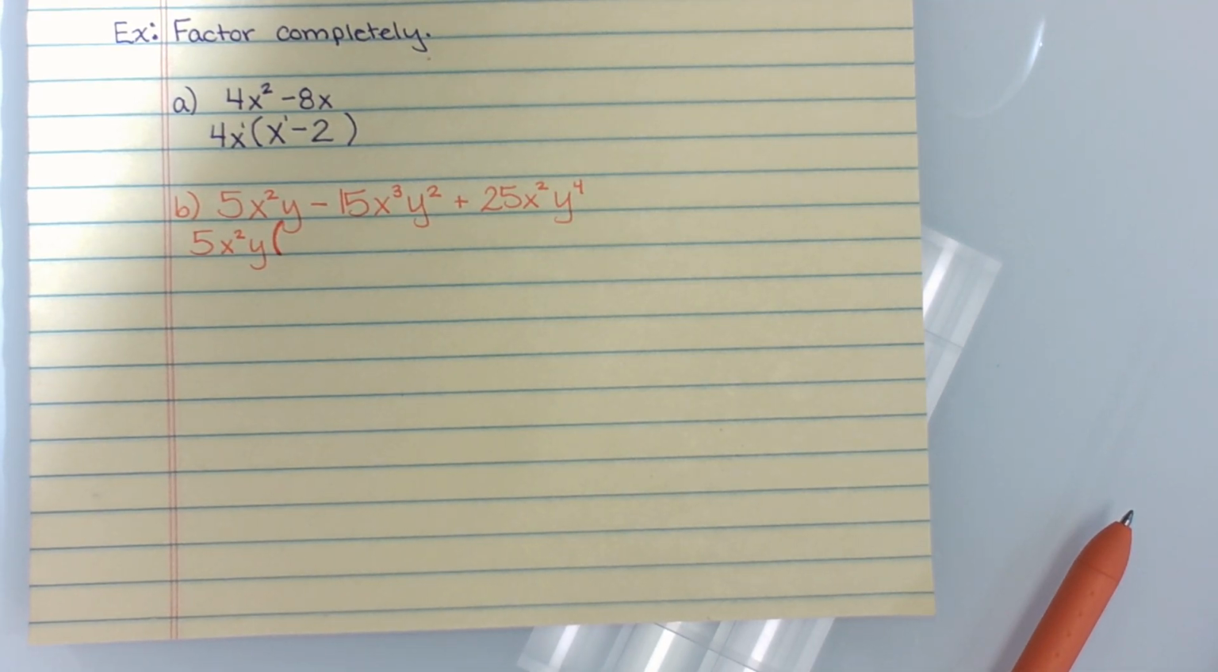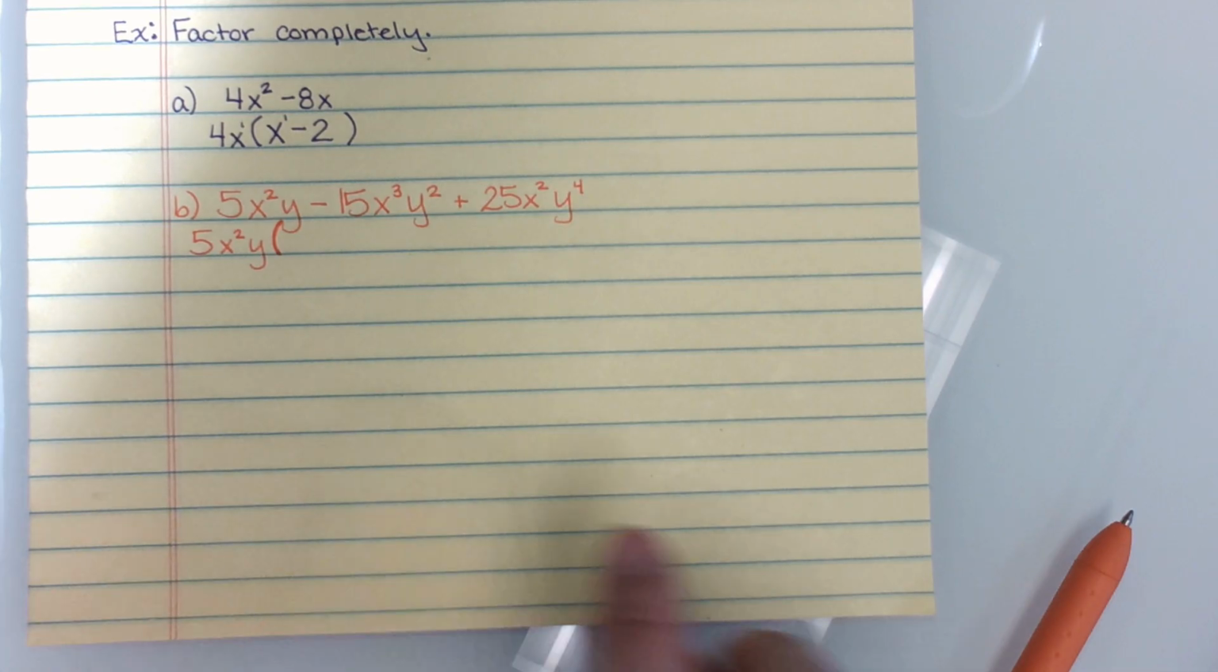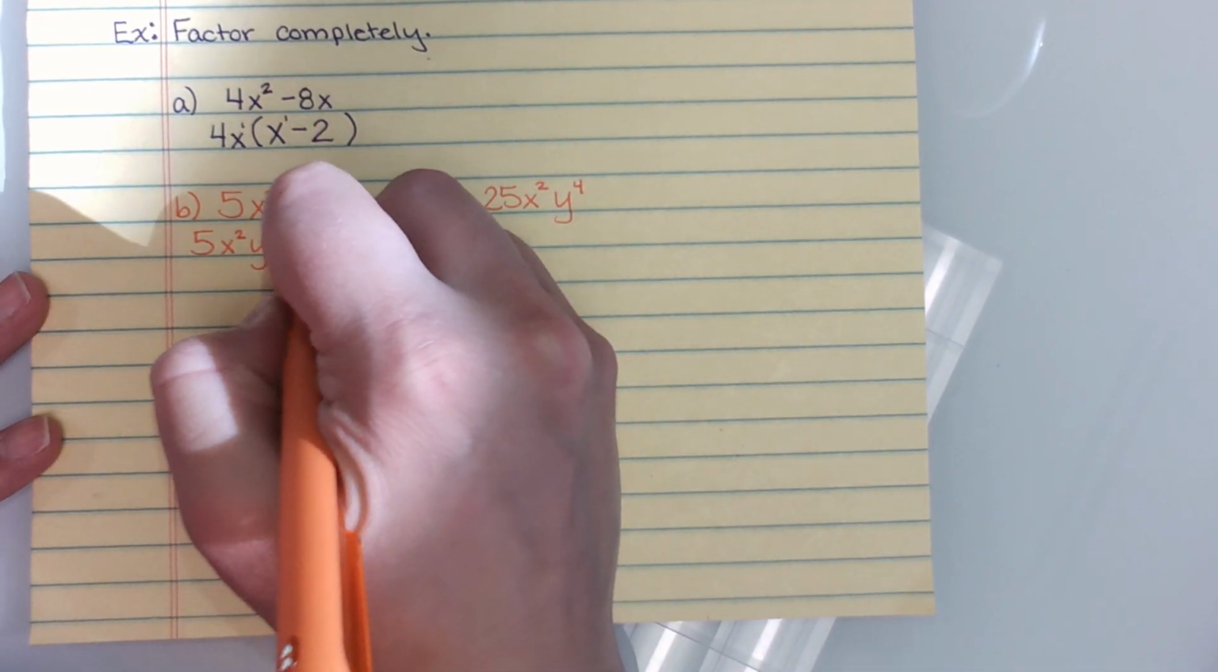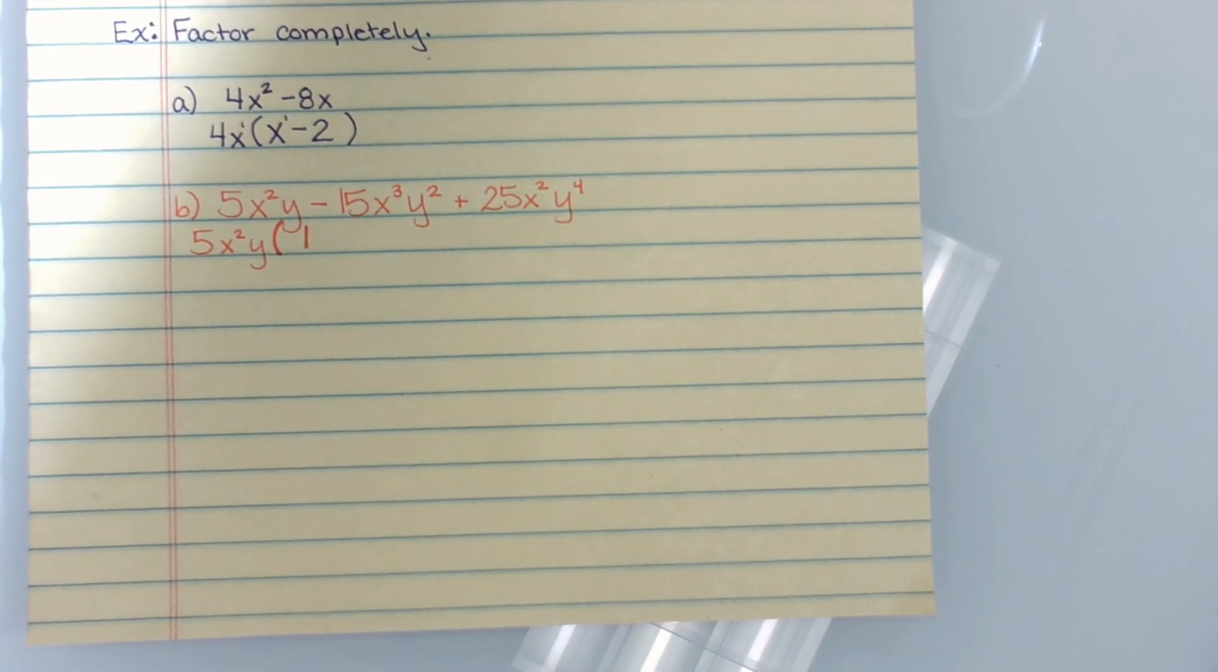What is 5x squared y divided by 5x squared y? 1. I heard both 1 and 0. Which is it? 1. When you divide something by itself, it's 1. When you factor out a GCF, the number of terms in the parentheses should be the exact same as the number of terms that there were before the parentheses. So 1.